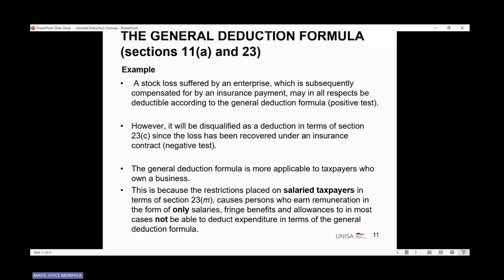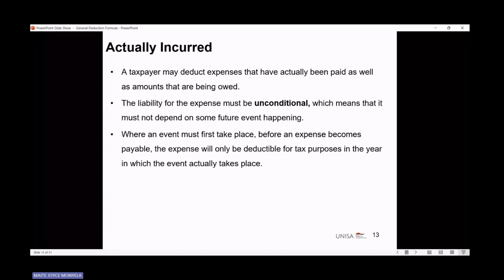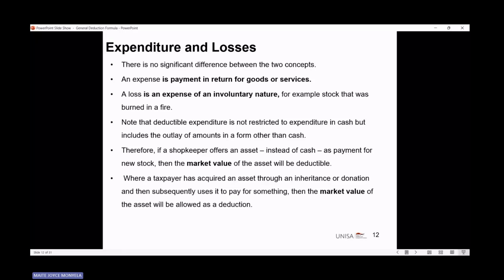And we have the salaried taxpayer. Remember the question that I gave you, it was a company, it was not a salaried taxpayer. If it was a salaried taxpayer, we would apply section 23M. We said if there's no value, where there was an exchange or inheritance, we'll use the market value.